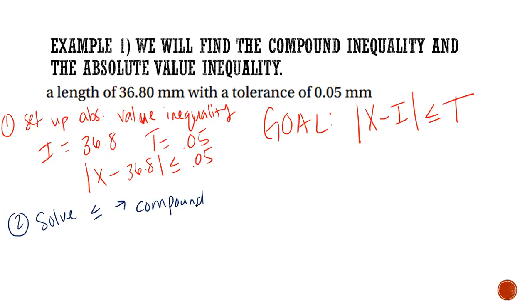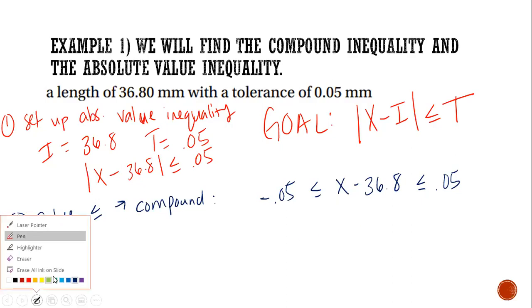If you remember from last week, when we're solving less than or equal to inequalities, we're going to create a compound situation. So the compound here would be negative 5/100 less than or equal to x minus 36 8/10, which is less than or equal to positive 5/100. When we are going from absolute value to compound, that removes the absolute value bars. So an absolute value inequality can be represented as a compound. Let's go back over that piece from last week. And now we're just going to solve.